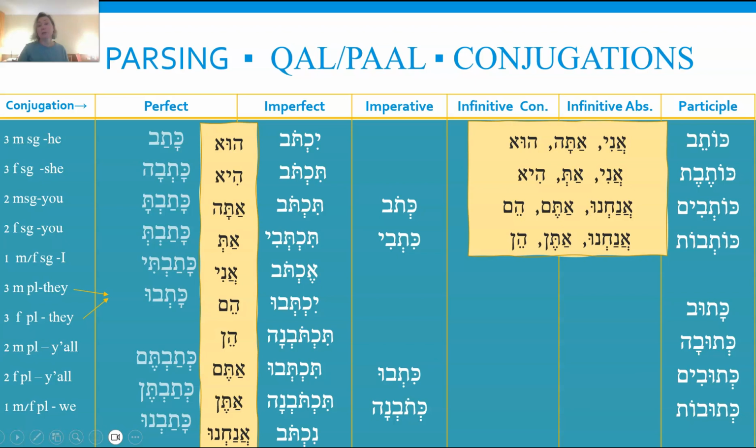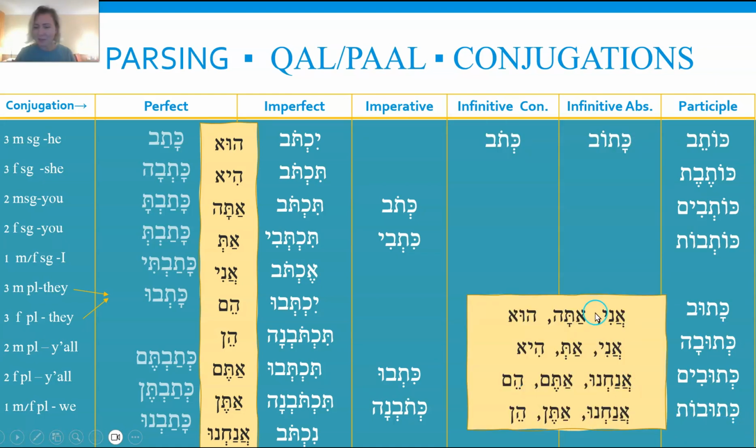The endings will be the same. Katuv, ktuva, ktuvim, ktuvot. Because it's going to be again those four: katuv, ktuva, ktuvim, ktuvot. The same table with the pronouns. See, the same thing is happening. It's just the same thing.